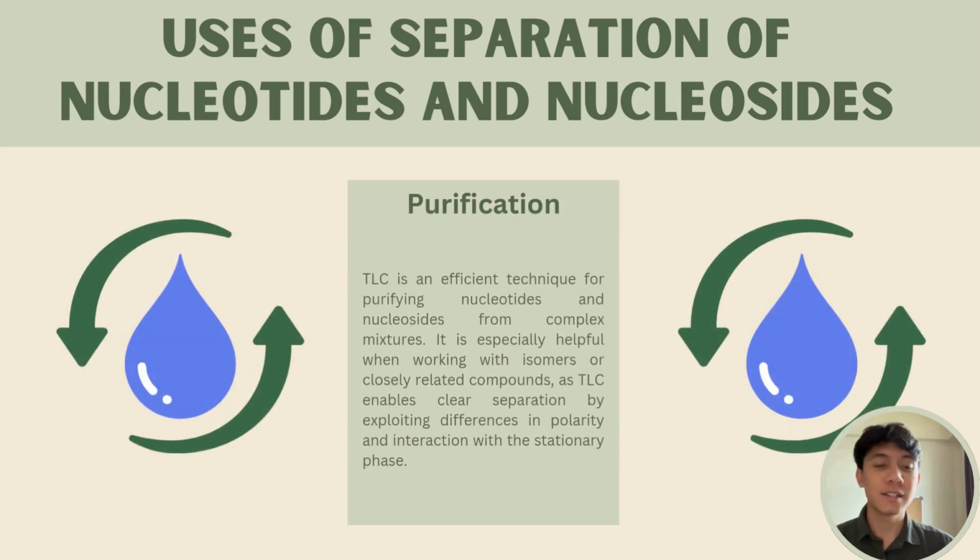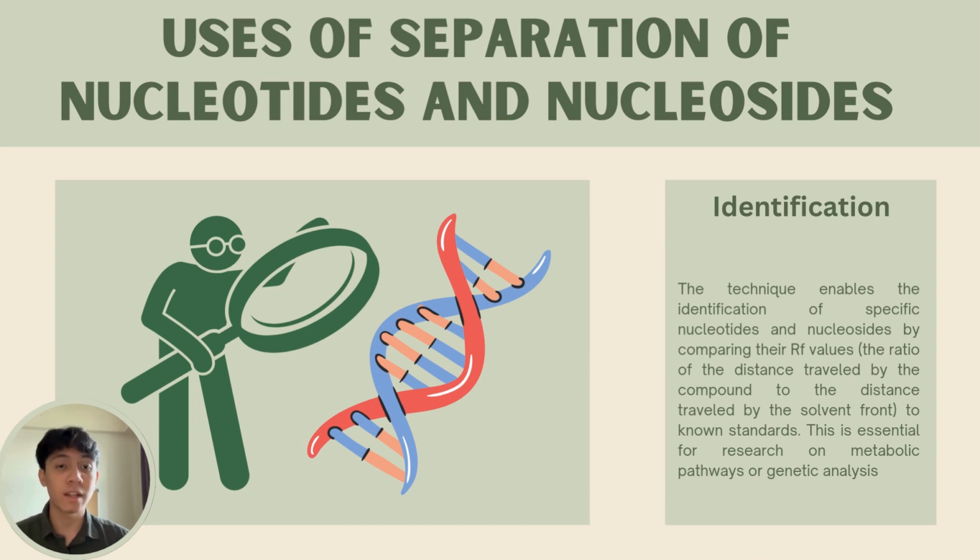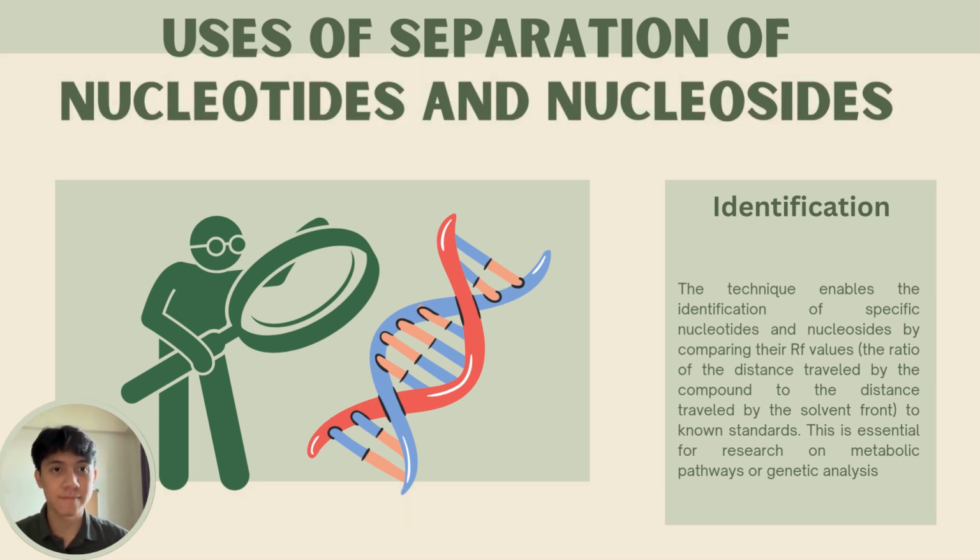Next, TLC can be used to purify nucleosides and also nucleotides from complex mixtures. This is because TLC enables pure separation by exploiting the differences in polarity. Next, this method can be applied to identify specific nucleotides and also nucleosides by comparing their RF values. This way, more research can be made to study genetic analysis and also metabolic pathways.